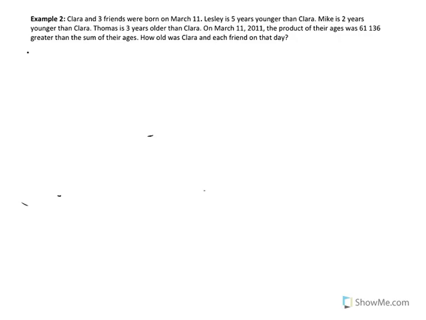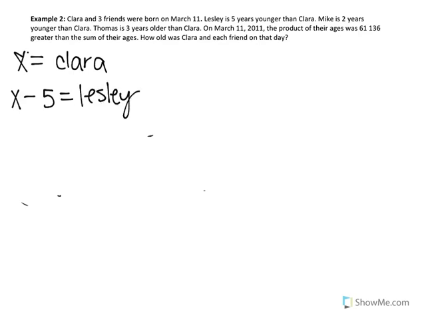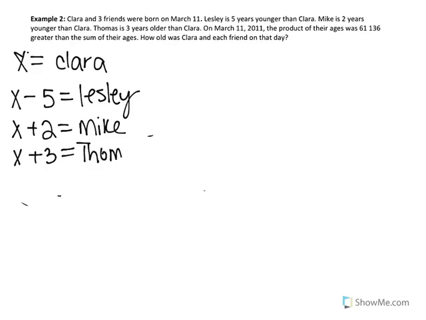Clara and 3 friends were born on March 11th. Leslie is 5 years younger than Clara. Let's just start with Clara is x, so we'll do this as we read. Leslie is 5 years younger than Clara, so x minus 5 is Leslie. Mike is 2 years older than Clara, so x plus 2 is Mike. Thomas is 3 years older than Clara, so x plus 3 equals Thomas.